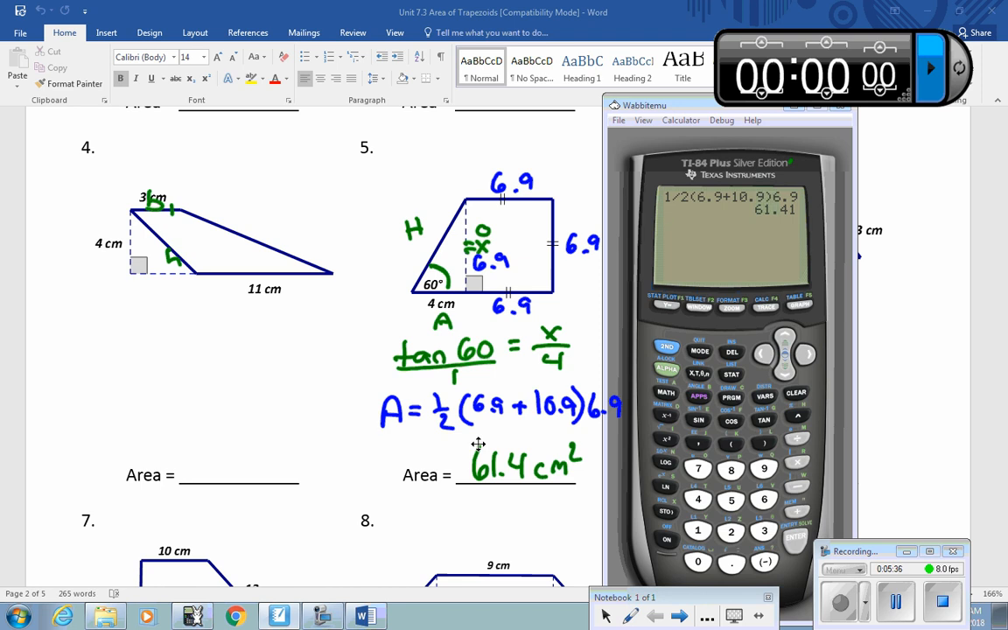So as you're looking through each of these, make sure you have each base. Look for the height, which should be perpendicular to those bases. And be aware you may have to use the Pythagorean theorem or sine, cosine, and tangent to help you find some of the missing measurements.